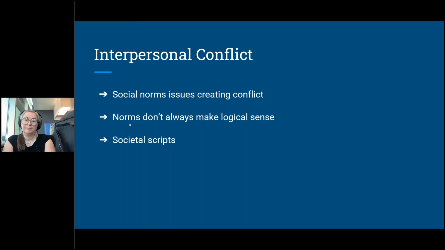And we also follow a lot of societal scripts. What that means is women talk a certain way, men talk a certain way. We follow these things, and that can also lead to conflict. Not everyone wants to follow what society tells them to follow, and this can lead to a lot of conflict.